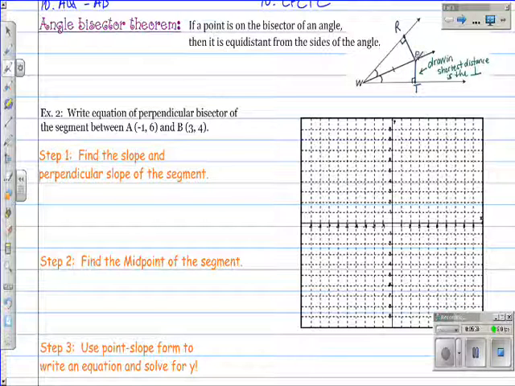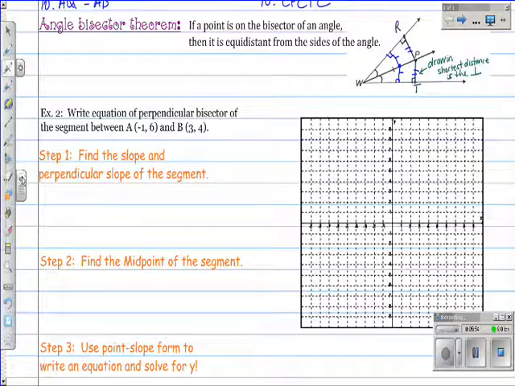Now, the shortest distance from one point to any side is always going to be the perpendicular distance. So if you take a point anywhere on an angle bisector and you draw the line perpendicular to the sides, then they're equal distance every time. Okay? So make sure you know that one as well.